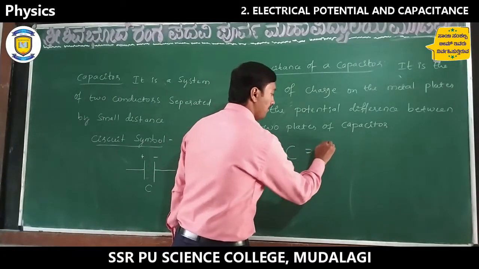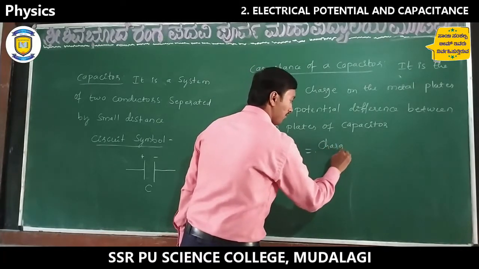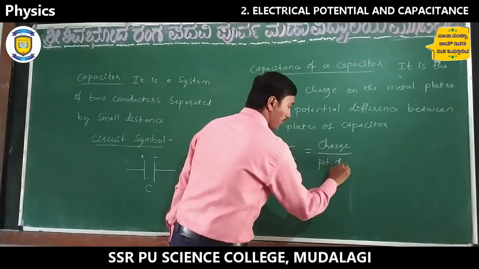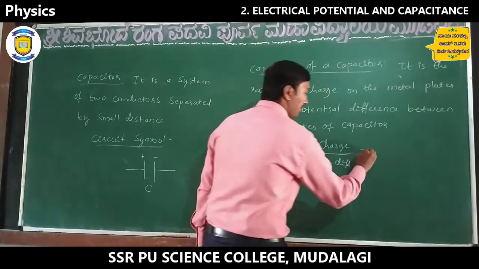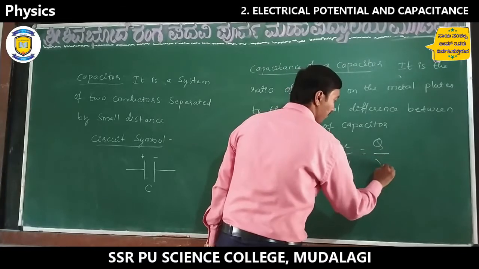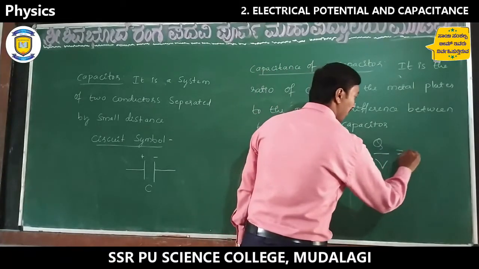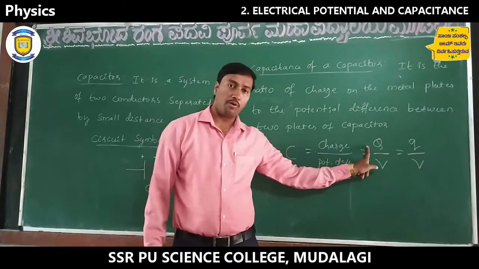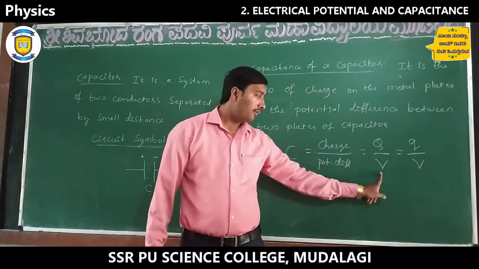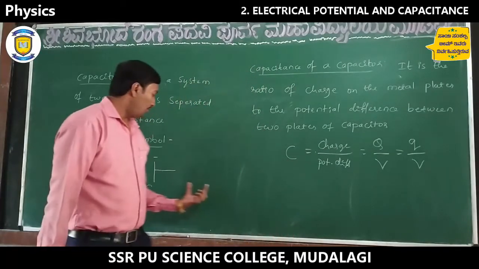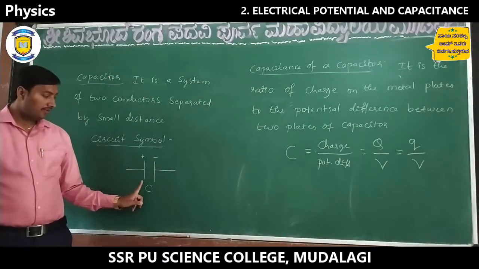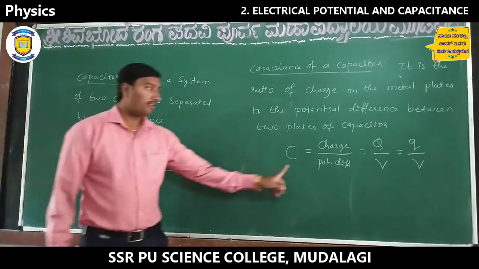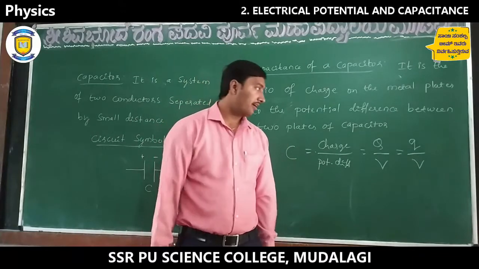So charge divided by potential difference. Generally Q by V, or it may also be written with small q. Capital Q or small q, and V is the potential difference between the two plates. There is one positive plate and one negative plate, right? These are the potential difference between the two plates, correct?